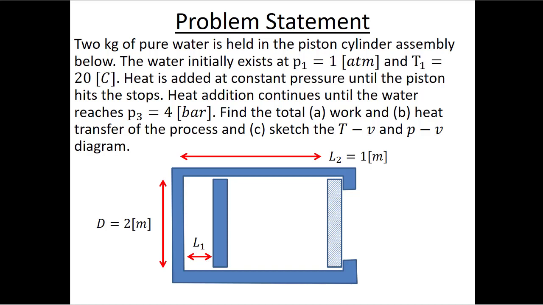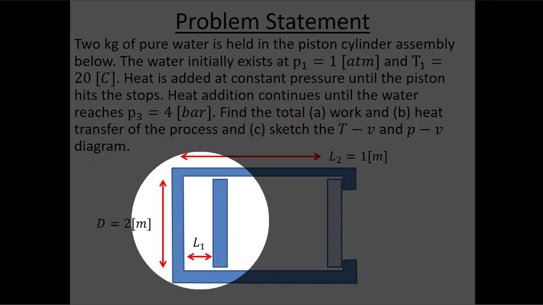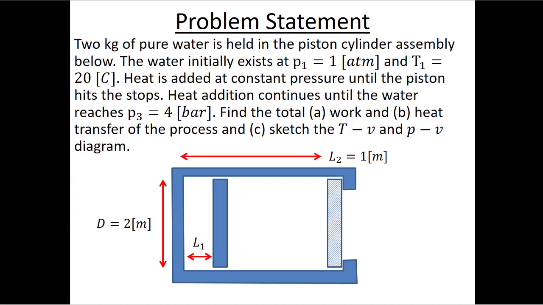So here's our problem statement. You can find the starter sheet on the My Courses website, but it's basically telling us the same thing. So 2 kilograms of pure water is held in the piston cylinder assembly shown here at the bottom. The water initially exists at a pressure of 1 atmosphere and a temperature of 20 degrees Celsius. Heat is added at constant pressure until the piston hits the stops.